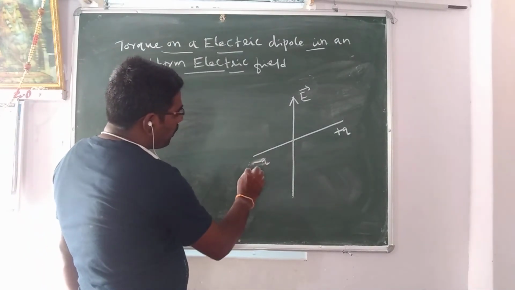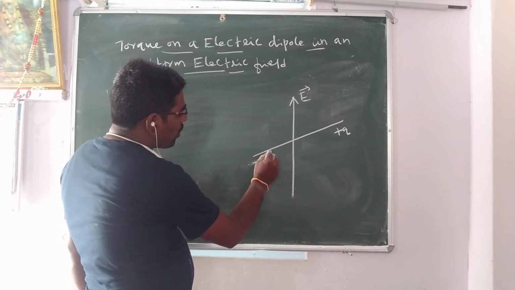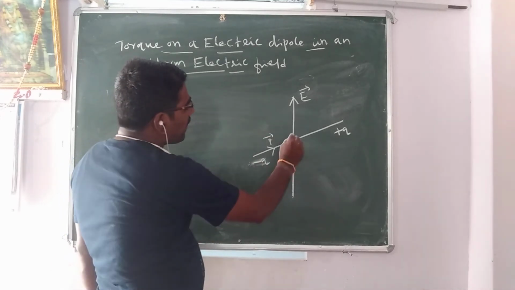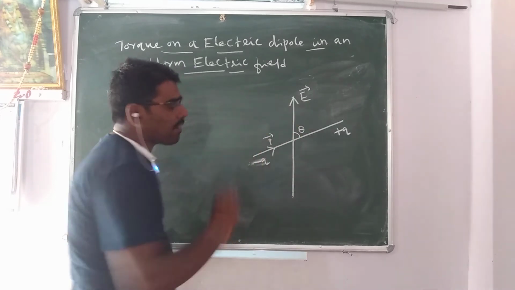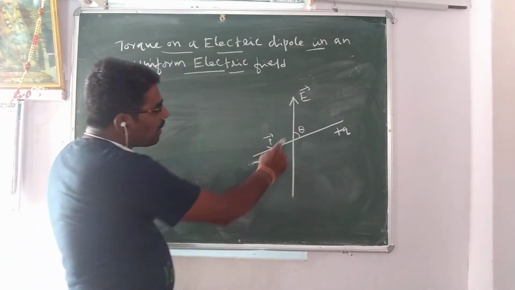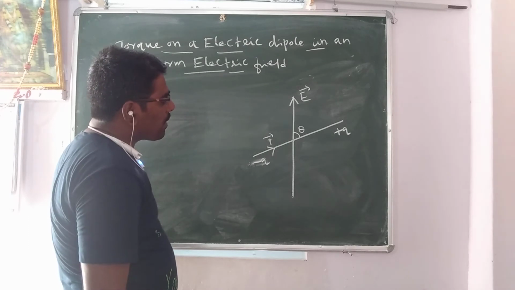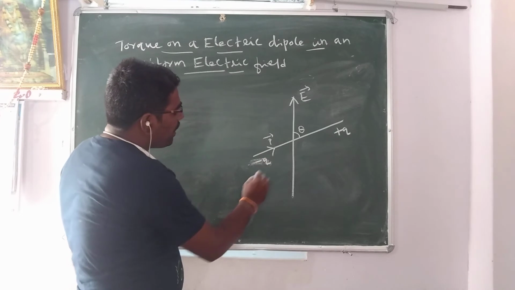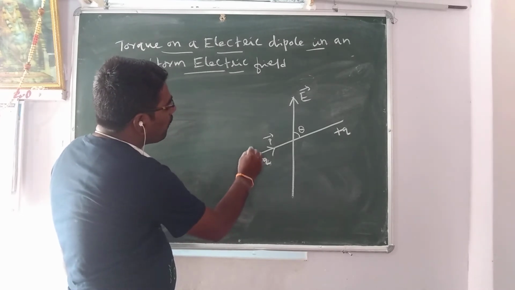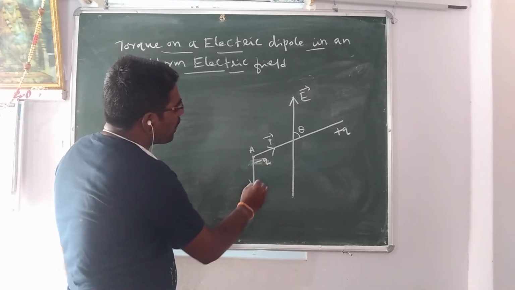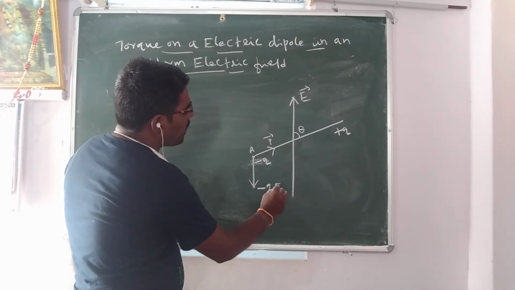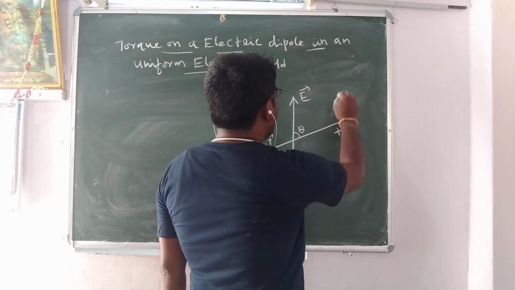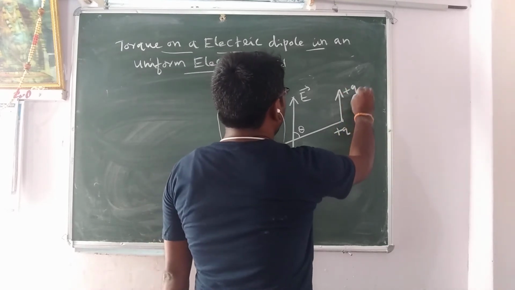Now, when a dipole is placed in a uniform electric field, let P be the dipole moment of the dipole. It makes an angle theta with the direction of the electric field E. The force on the negative charge in the downward direction is minus QE. The force on the positive charge in the upward direction is plus QE.